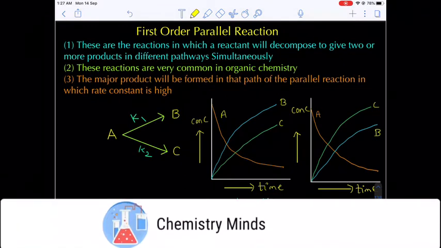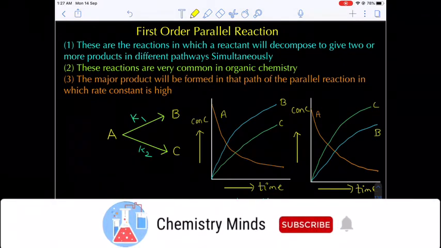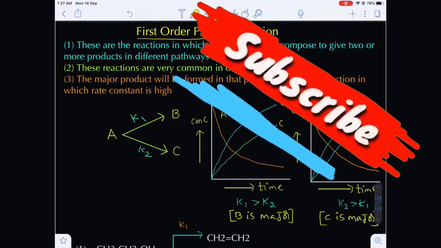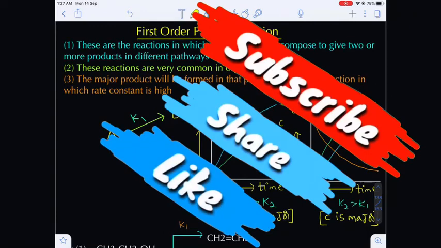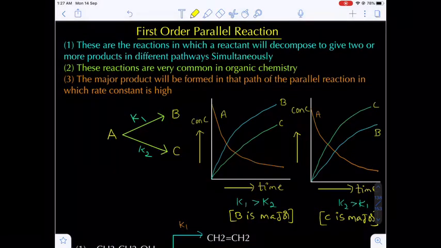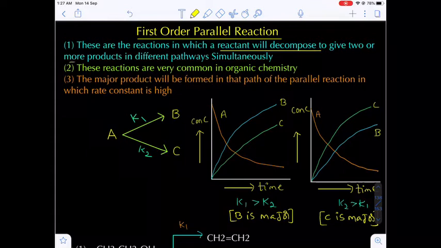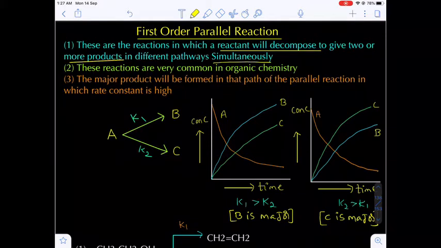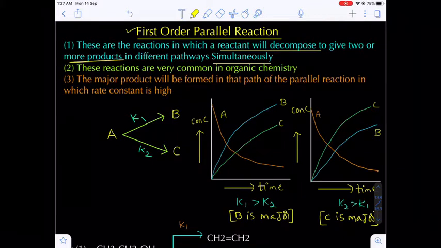Hello students, today we are going to discuss a very important topic in chemical kinetics, that is the first order parallel reaction. First order parallel reaction is also called first order side reaction. These are reactions in which one reactant will decompose to give two or more products in different pathways simultaneously, and each pathway is a first order kinetics.